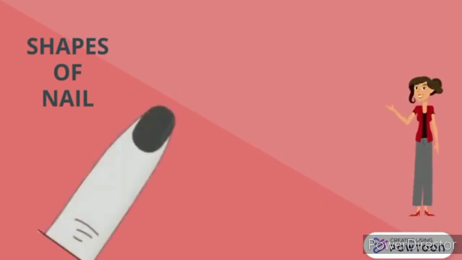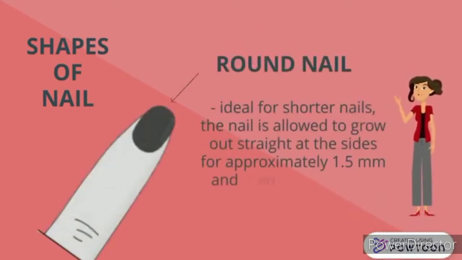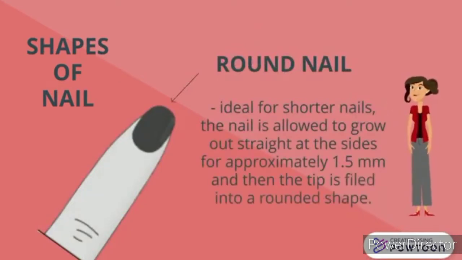Next is round nail. This is ideal for shorter nails. The nail is allowed to grow out straight at the sides for approximately 1.5 mm and then the tip is filed into a rounded shape.